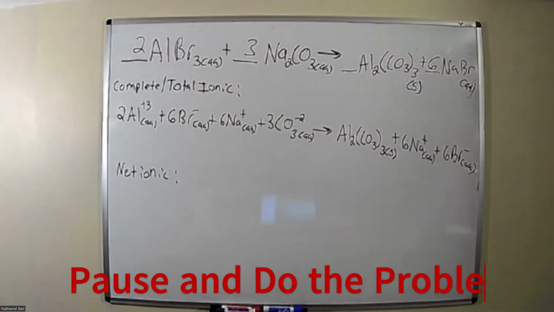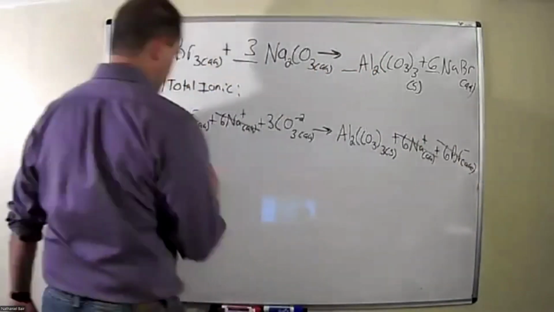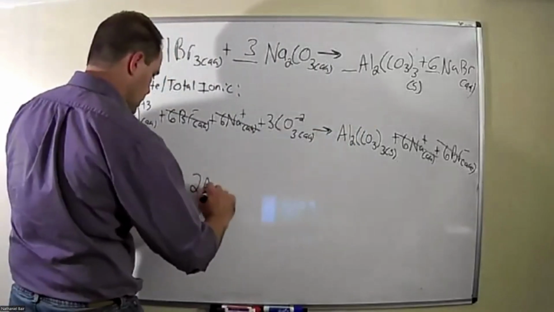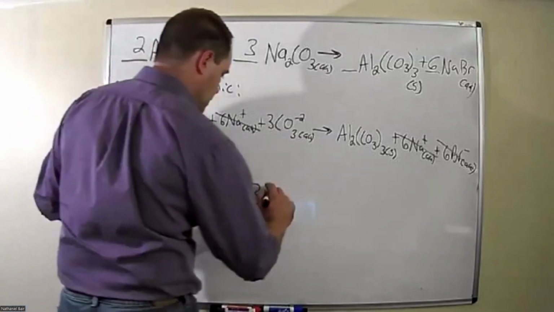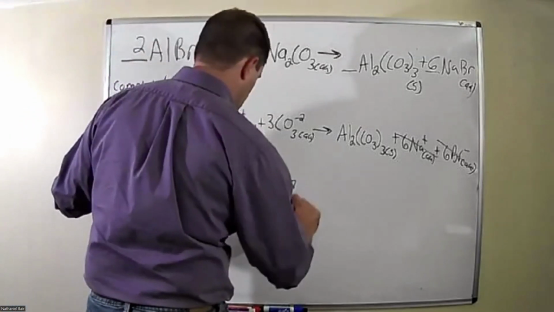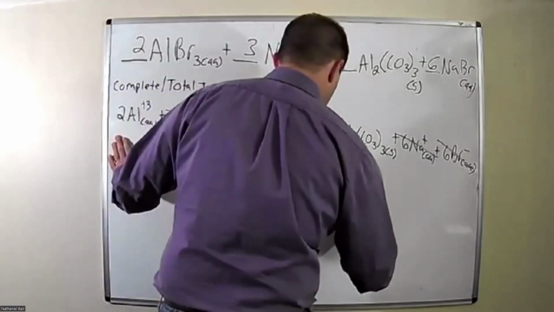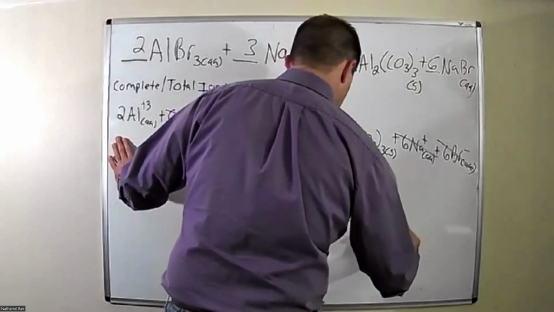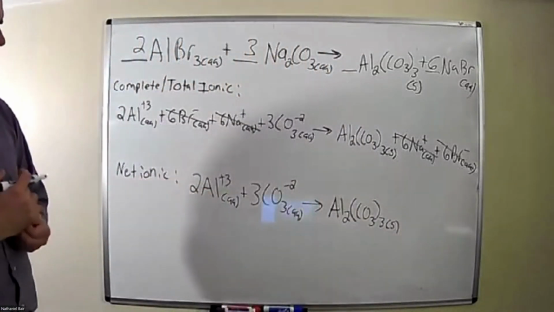So the spectator ions are going to be the 6 sodium cations and the 6 bromide anions. And we are left with 2 aluminum +3 cations plus 3 carbonate polyatomic anions goes to aluminum carbonate solid. And that's our net ionic equation.